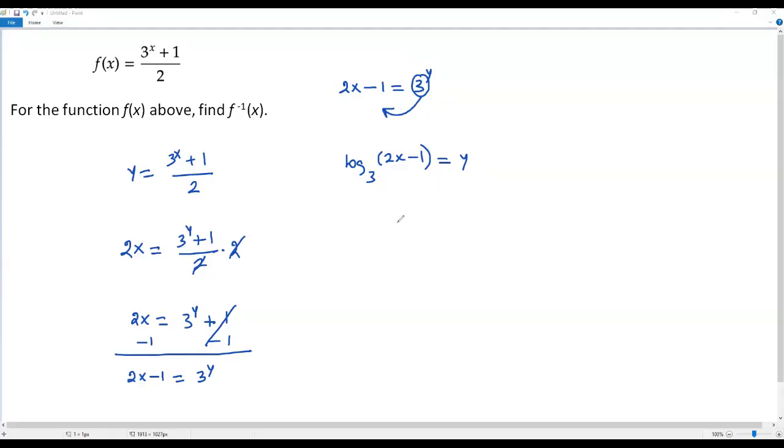Or the same thing, we can write it as y equals log base 3 of 2x negative 1. Okay, now in the last step, we have to replace this y by f inverse of x. Then I'm getting f inverse of x equals log base 3 of 2x negative 1. So f inverse of x for the given function f of x is log base 3 of 2x negative 1.